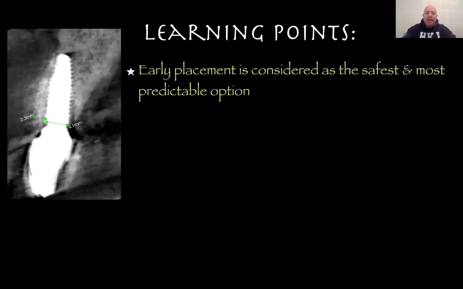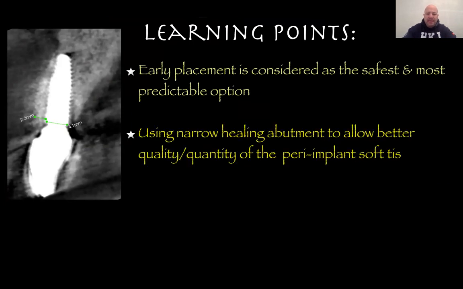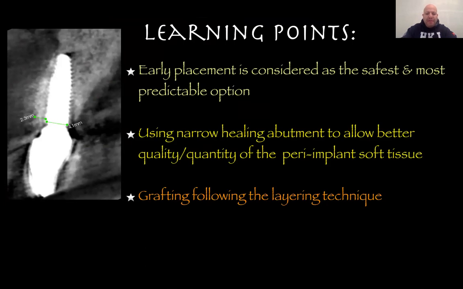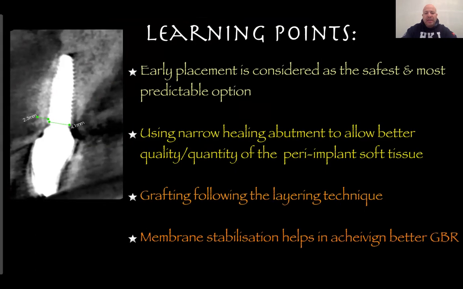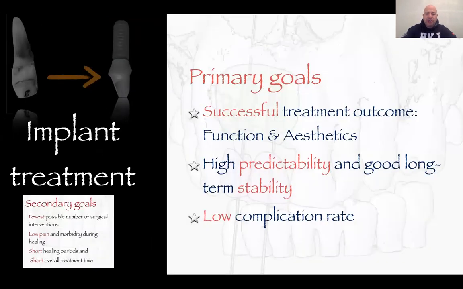Learning points. Early placement is considered, according to so many very good quality research, the most predictable and the safest option when it comes to timing in implant dentistry. We like to use narrow healing abutments rather than wider healing abutments in the anterior region. Always grafting and layering technique, as we explained earlier on, and the membrane needs to be well stabilized. No membrane stability, you're not going to get good guided bone regeneration.